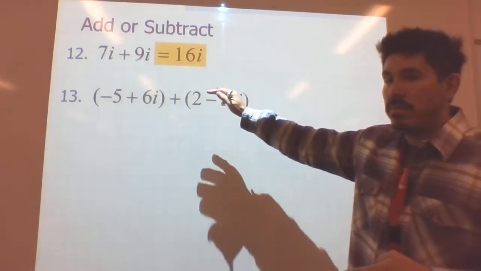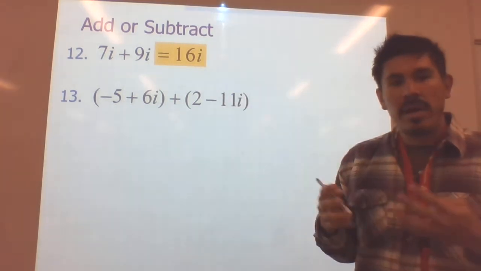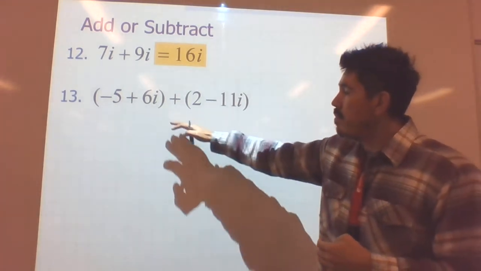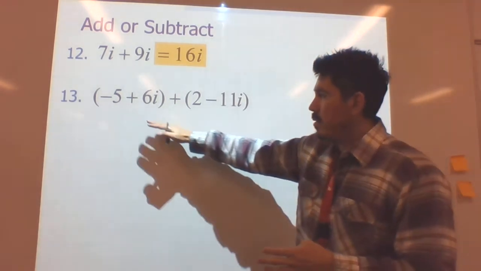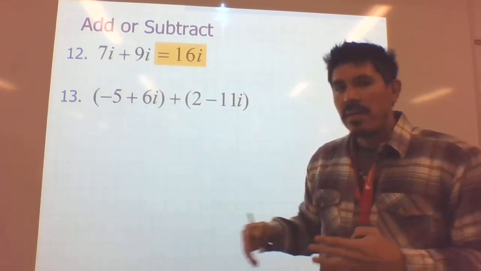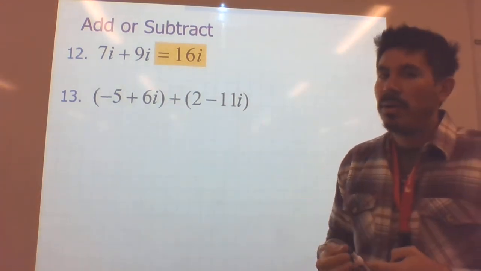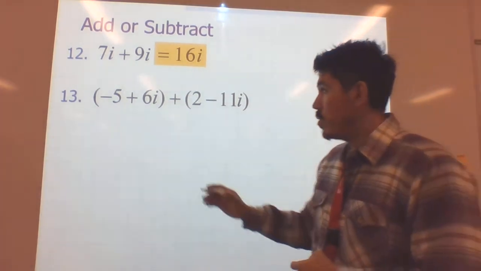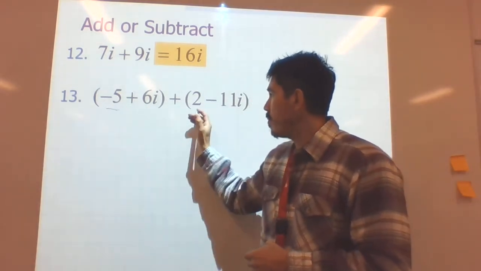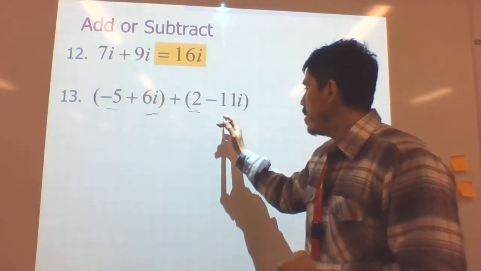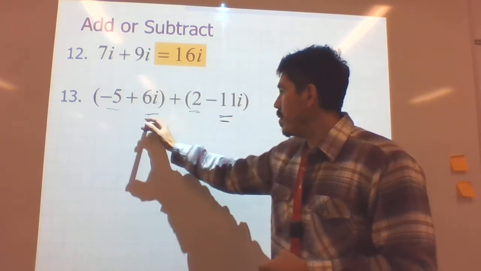So for the first one, they're both imaginary components, so we go ahead and add those together. The second part over here is we have two binomials, and these binomials, look, they have a real part and then an imaginary part. So what we're going to do is go ahead and add the real parts together and add the imaginary parts together.